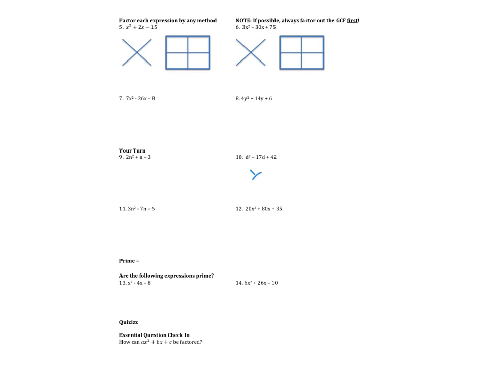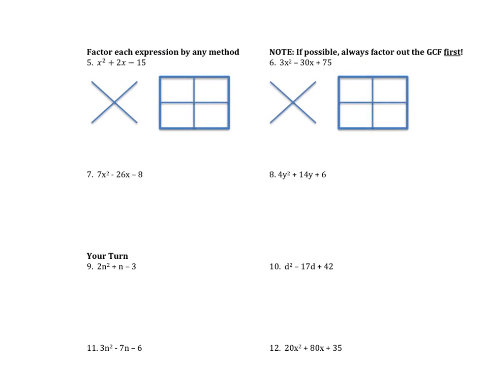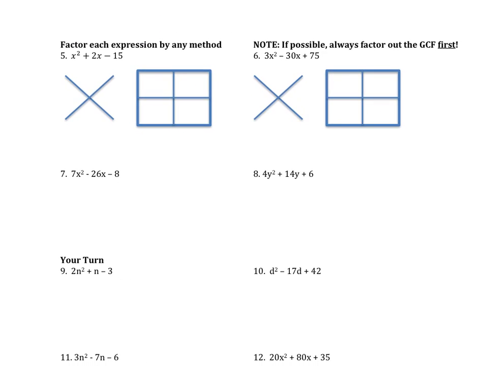All right, so as we look at some more factoring here, we want to factor each expression by any method. So since 5 and 6 are already X box drawn, I'll do those that way. So we want to check for a GCF. So I'm going to write that here. No, I'll write it off to the side.